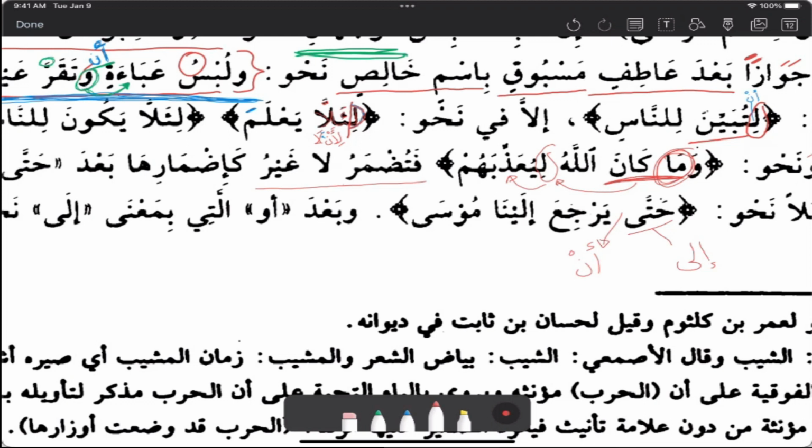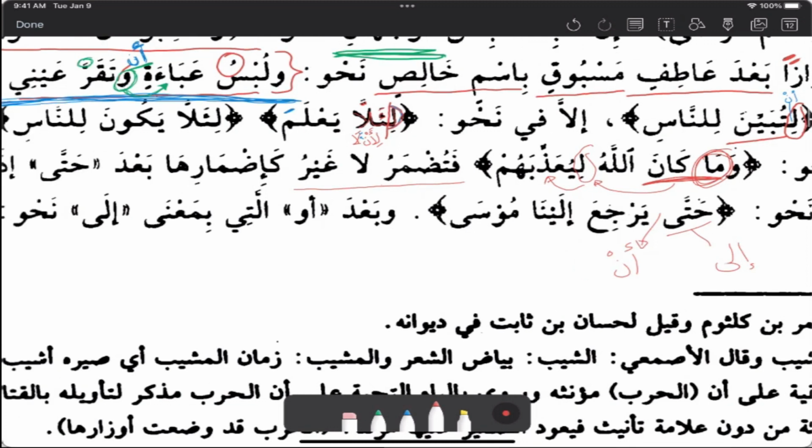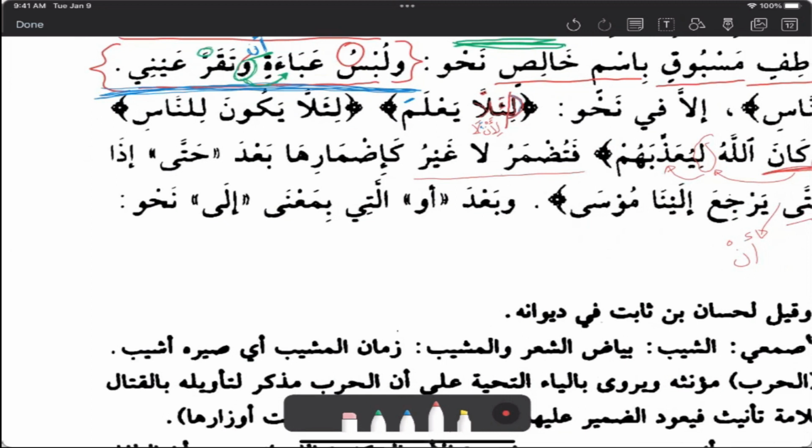So you can't say n. You don't say hatta an yarji'a. That's a mistake. So you have to hide n, but it's there in your heart. Hatta yarji'a ilayna Musa. And after aw, literally it means or. But the one that means ila, to or until. Aw could mean to or until.